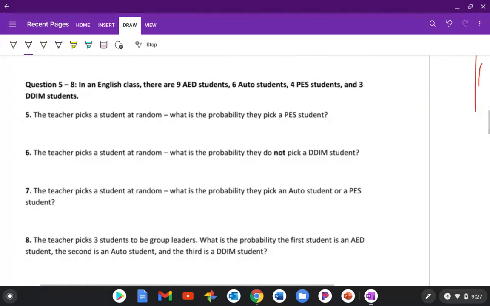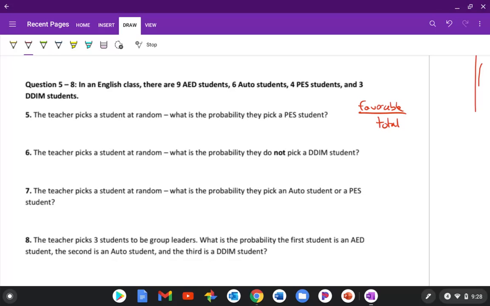All right, number 5 through 8, we're given some students in an English class. We have 9 AAD students, 6 auto students, 4 PES, and 3 DD-IM students. The teacher picks a student at random. What is the probability they pick a PES student? This is pretty simple. You think about favorable outcomes over total outcomes. How many PES students are there over the total number of students?